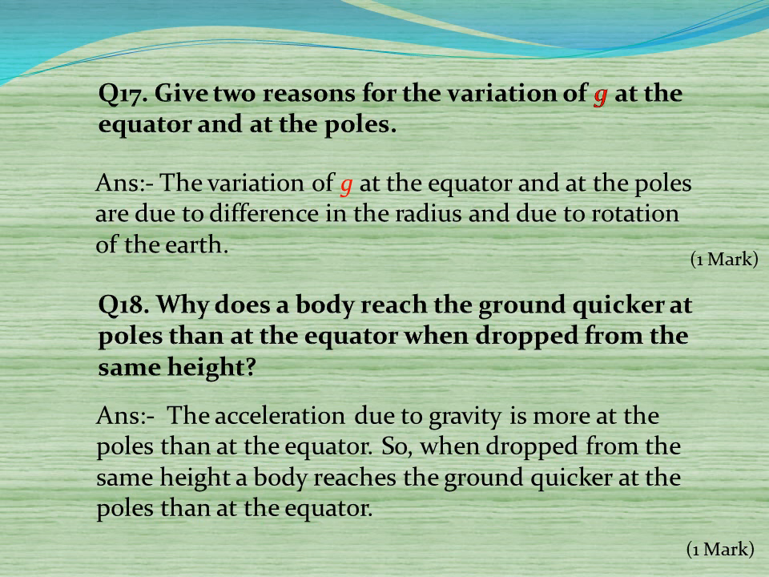Question number 18. Why does a body reach the ground quicker at the poles than at the equator when dropped from the same height? Answer: the acceleration due to gravity is more at the poles than at the equator. So, when dropped from the same height, a body reaches the ground quicker at the poles than at the equator.